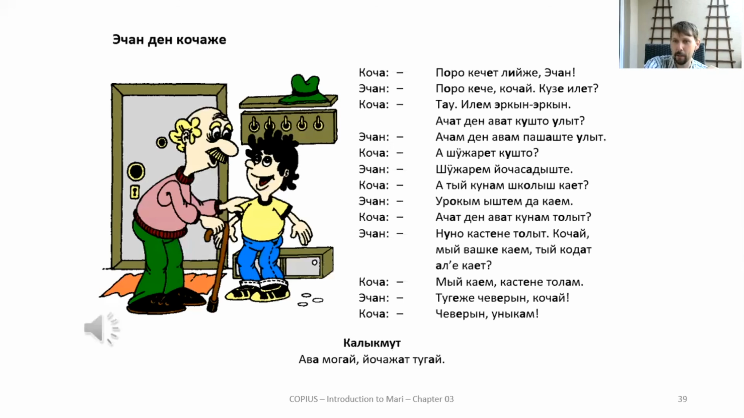In the text, we meet the newest, the oldest member of the Sapaya family. We meet Kocha, who's coming for a visit, and now we have a dialogue, because now we can also form first person singular and second person singular forms.